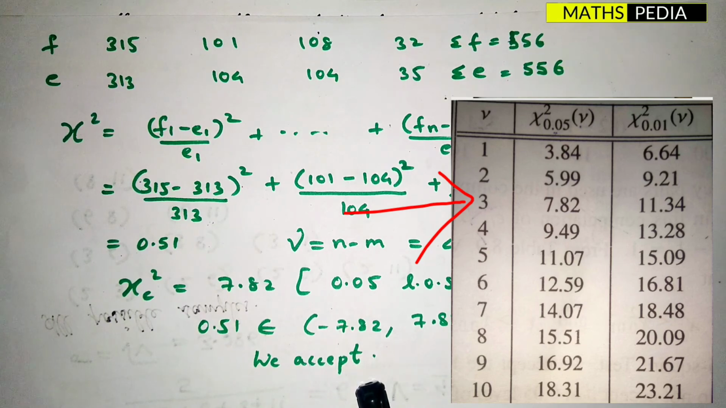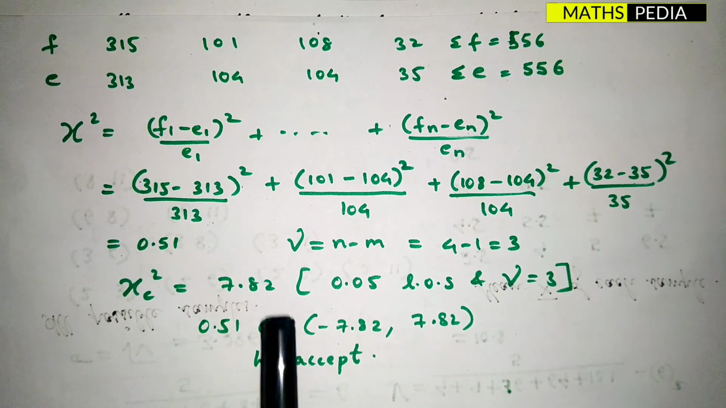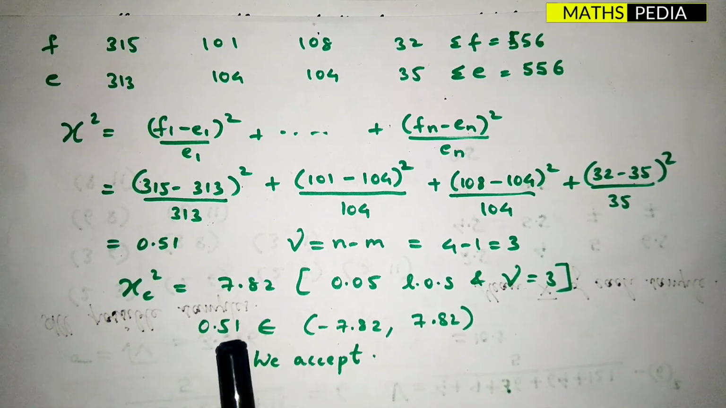Now we have to test the hypothesis. The chi-square value is 0.51, whether it belongs to minus 7.82 comma 7.82. Yes, it belongs to this interval, therefore we accept the hypothesis.